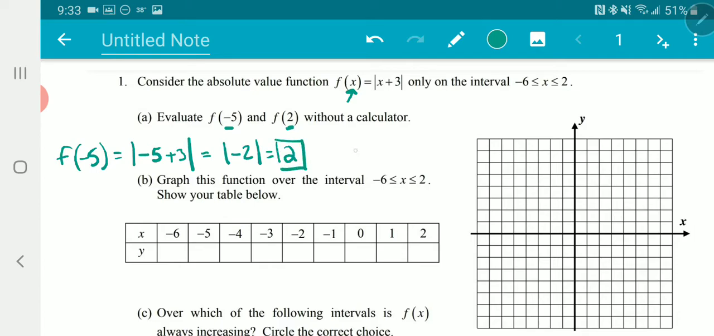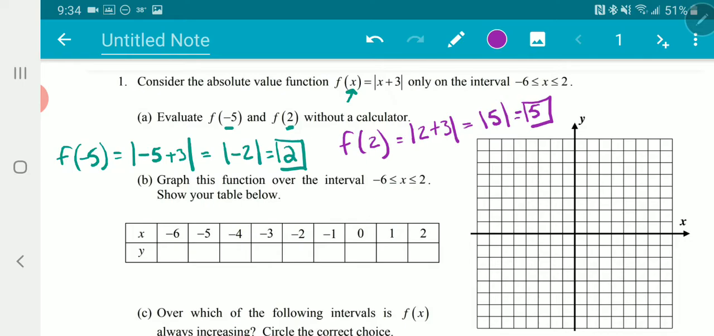My second one now, I'll switch my color here, f of +2 is going to equal the absolute value of 2 plus 3. Make sure these aren't parentheses. This is an absolute value. You see I'm making mistakes with that. So 2 plus 3 is the absolute value of 5, which is just equal to 5.